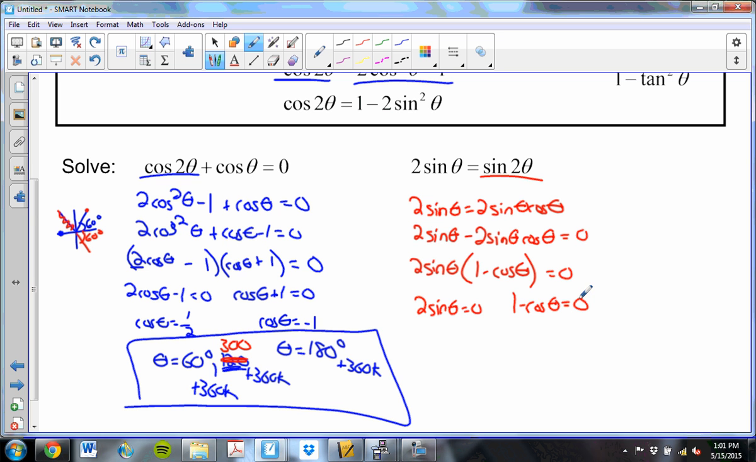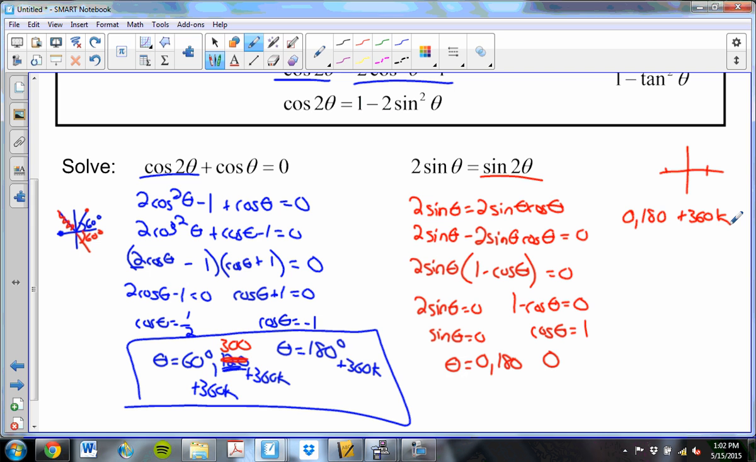If 2 sine theta equals 0, then I want sine theta to equal 0, which means theta is, the sine value is the y value, and the y value is 0 here and here, so 0 and 180. I also want 1 minus cosine theta to be 0, which means cosine theta is 1, and the cosine value is 1 at 0. So my solutions are actually 0, 180, and 0 plus 360k.